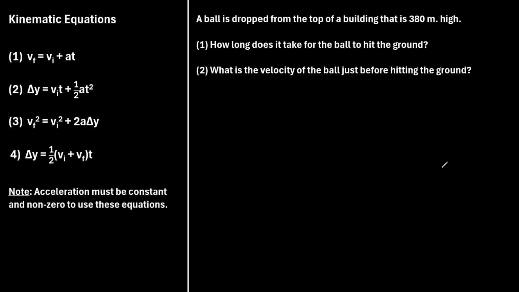In this video, I will explain how to solve a free fall problem in physics that involves dropping an object. So let's jump right into an example. This says a ball is dropped from the top of a building that is 380 meters high. We want to know how long does it take for the ball to hit the ground, and we want to know what is the velocity of the ball just before hitting the ground.